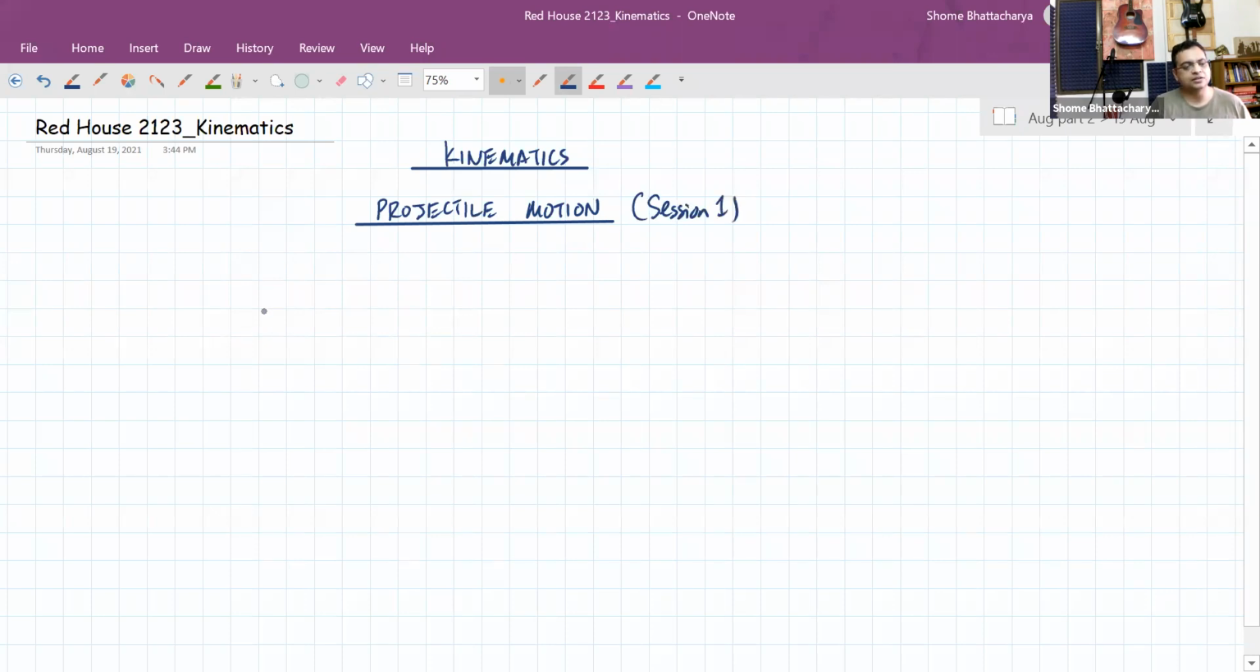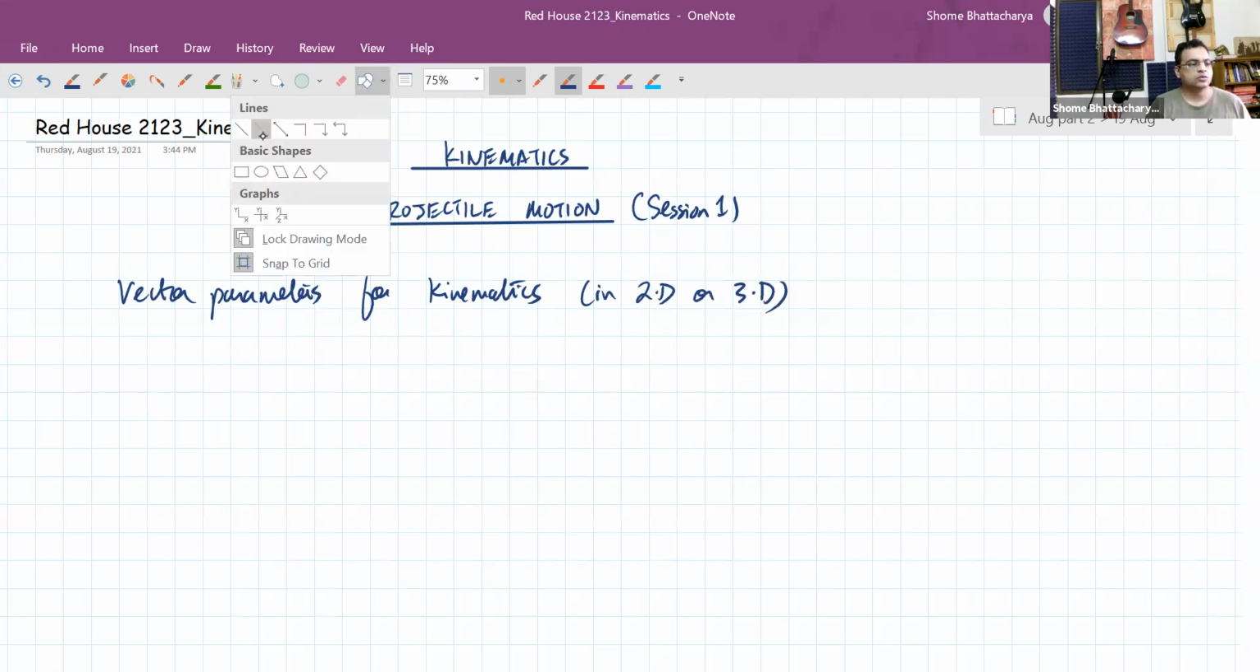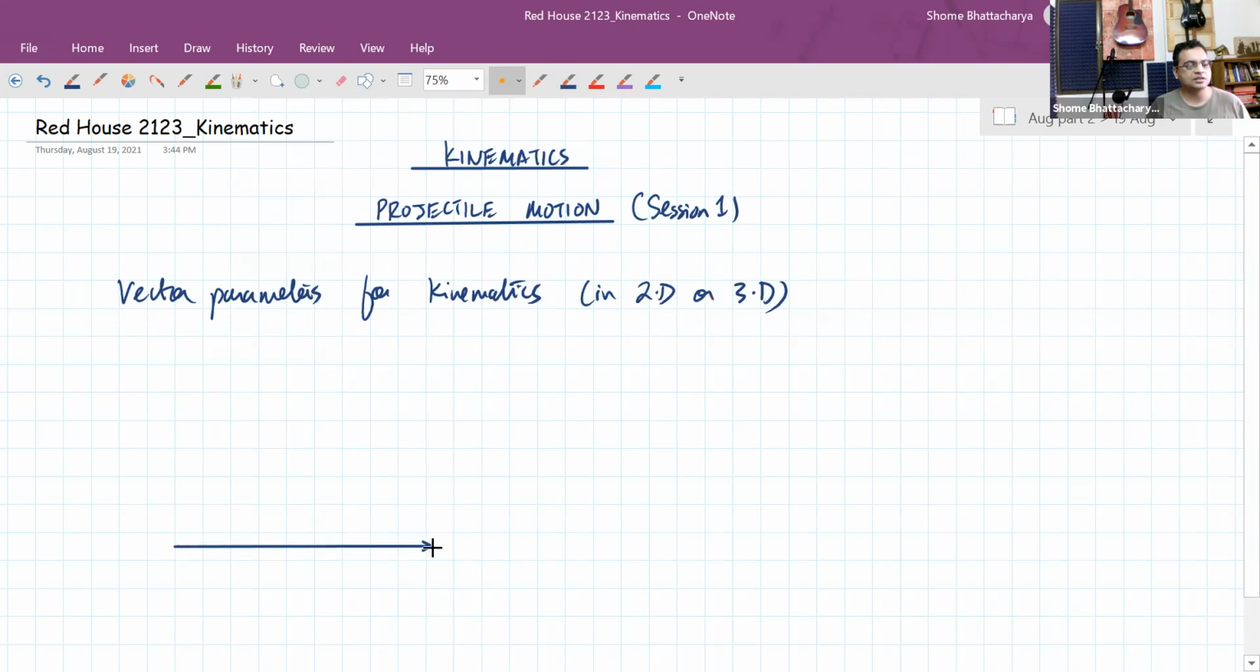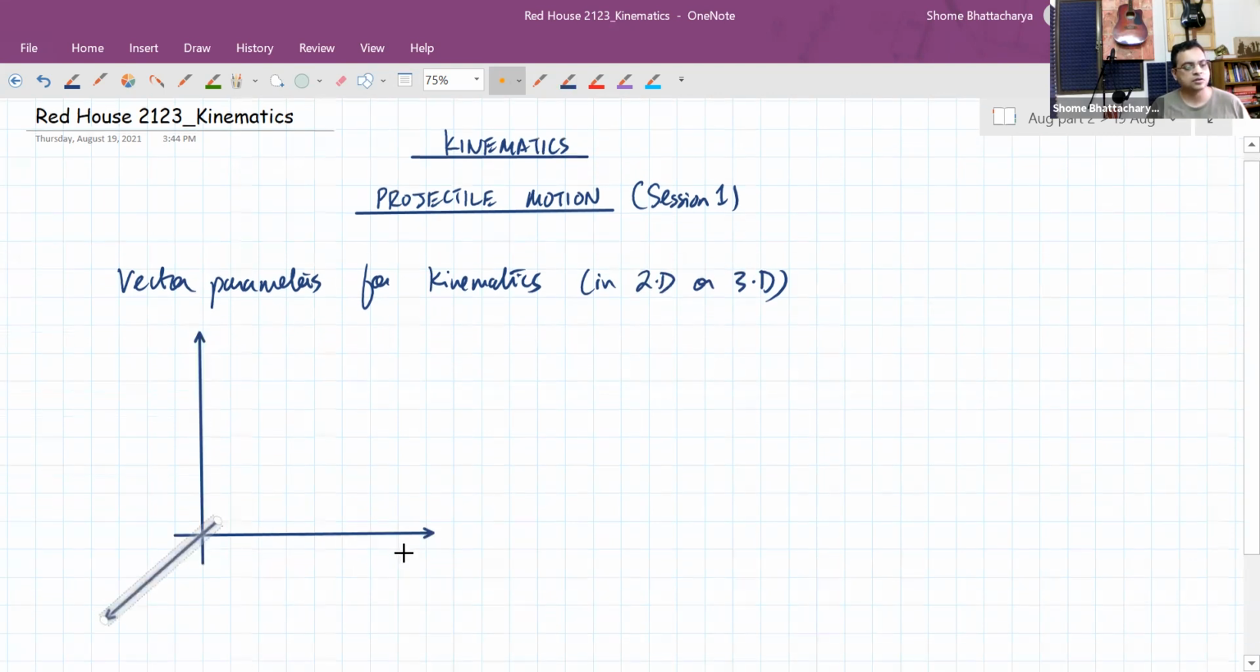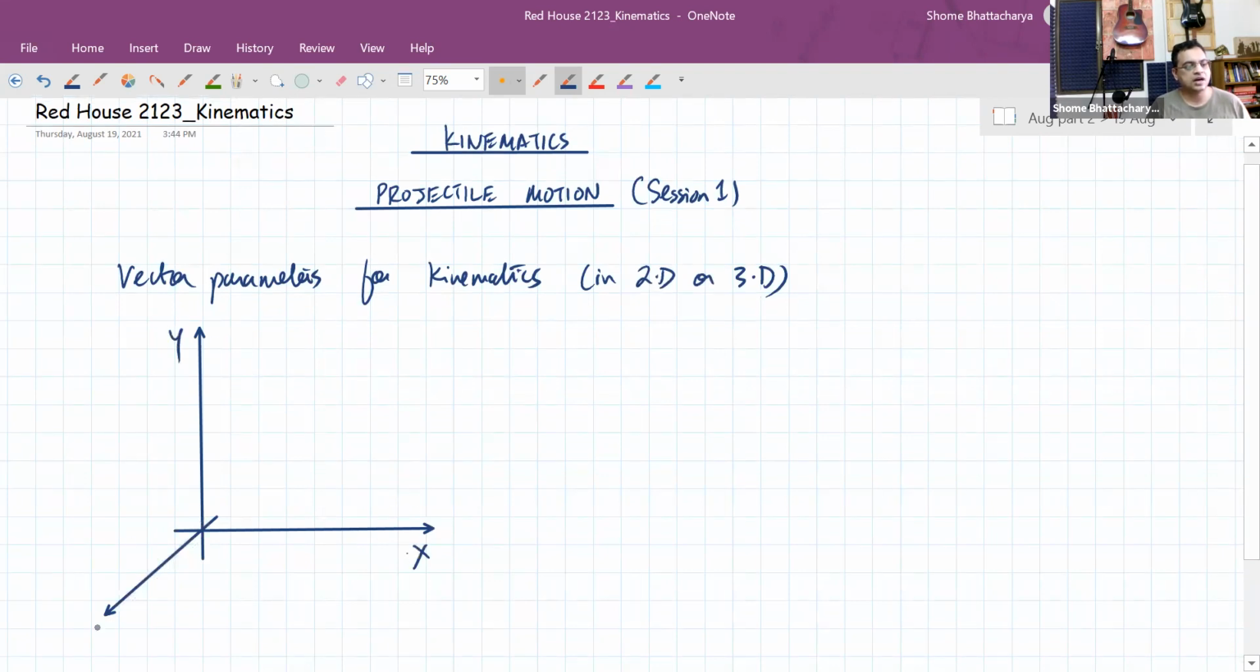Now, before we get into projectile motion, let's quickly revise the concept of the vector parameters of kinematics, especially when we are dealing with kinematics in 2 dimensions or 3 dimensions. So we define our coordinate frame in general. I'll take the 3-dimensional system, then we can reduce it to 2 dimensions if required. So our reference frame becomes an XYZ coordinate system, which is the Cartesian rectangular coordinate system.